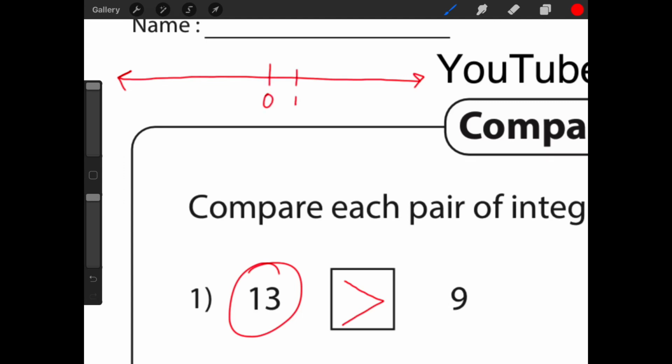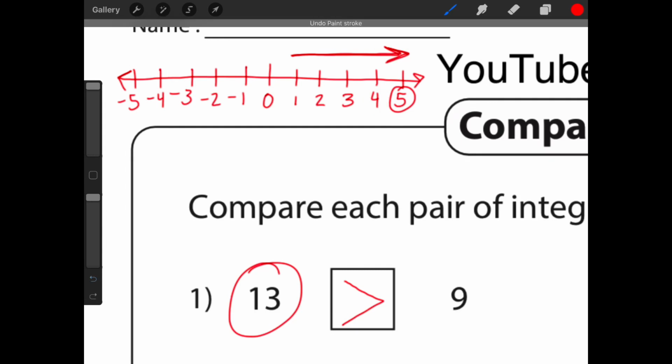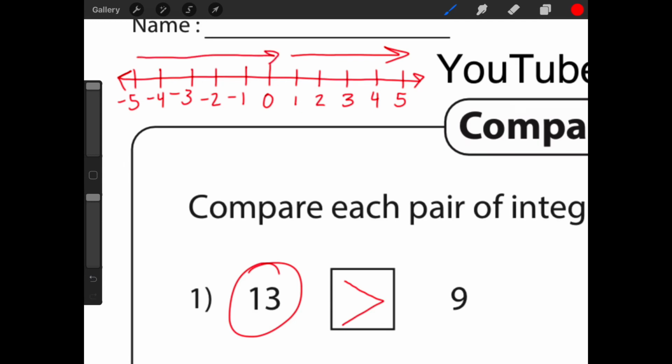So here's my 0 in the middle. I've got 1, 2, 3, 4, 5. Then I have negative 1, negative 2, negative 3, negative 4, negative 5. Now, when we've compared numbers, the further to the right, the bigger the number. And that's when we're talking about just positive counting numbers or positive numbers at all. So if it's really far to the right, it's a lot bigger. So 5 is greater than 4 because it's further to the right on the number line. The same thing is true about negative numbers. The further to the right, the larger the number, because think about it. Negative 1 is really close to 0 and all those positive numbers. So actually, negative 1 is greater than negative 2.